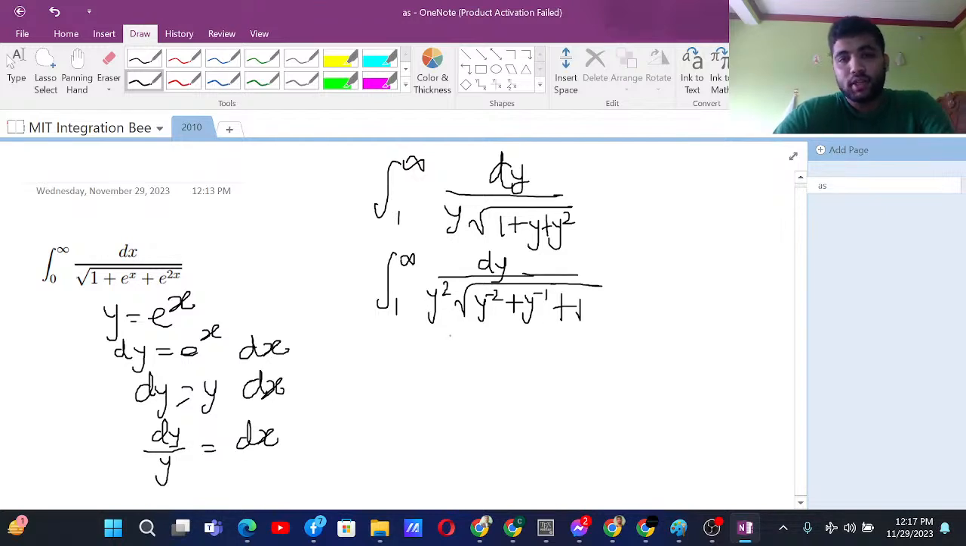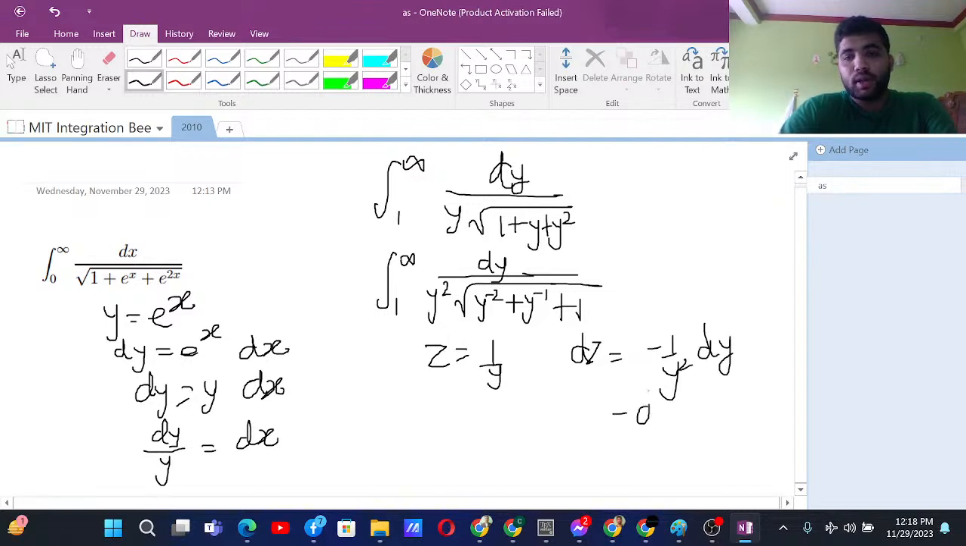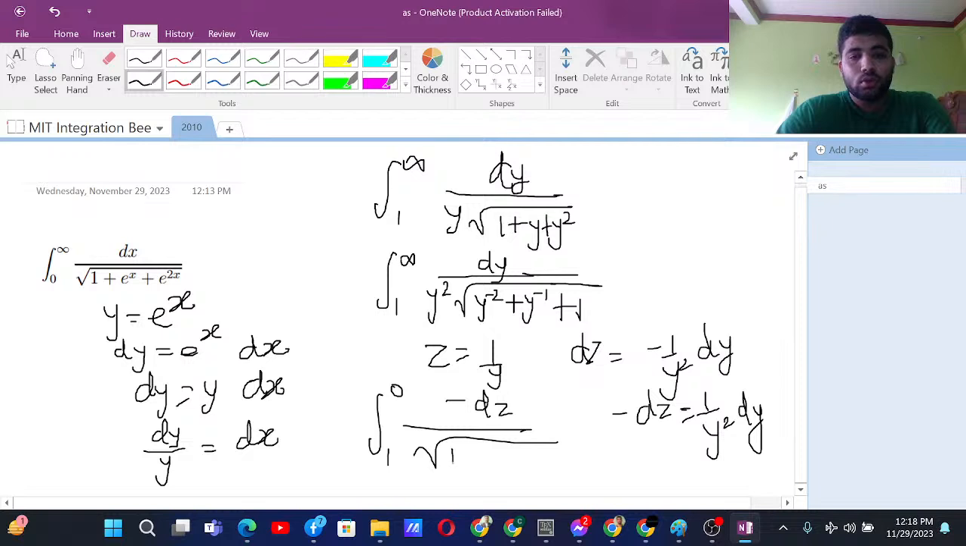Now the reason I did this is, now we can let z equals 1 by y, and then we will have dz equals minus 1 by y square dy. So that's why minus dz equals 1 by y square dy. So we have integral from 1 to 0, and then this will be minus dz by root under 1 plus z square.